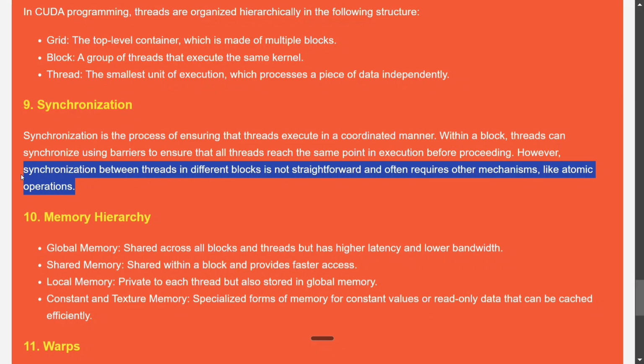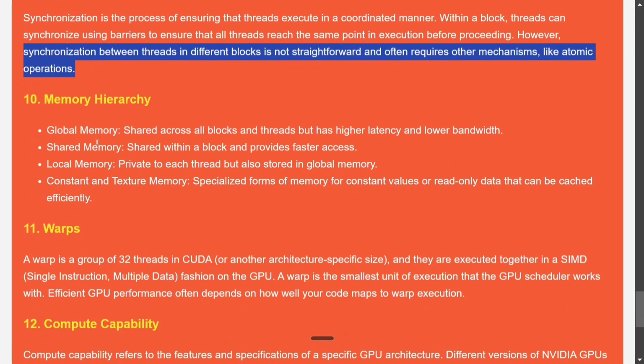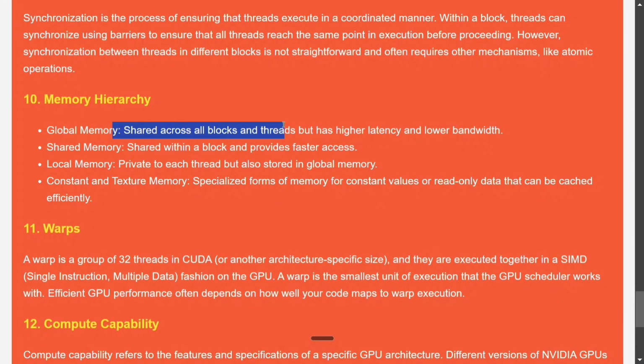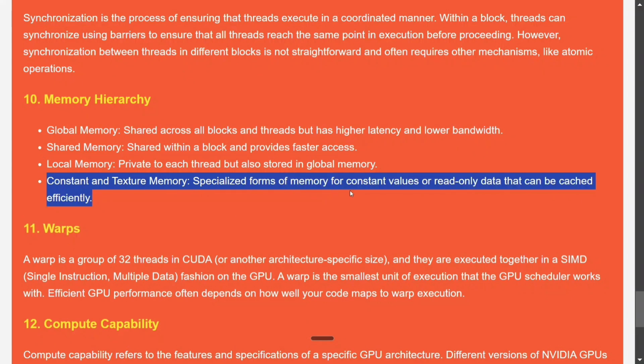So now moving on to the memory hierarchy, I think we already mentioned this. Global memory is shared across all blocks and threads, has high latency, is very slow and has lower bandwidth. Shared memory is shared within a block and provides faster access. Local memory is private to each thread. So shared memory is shared by all the threads, while local memory is the memory of that particular thread. Constant and texture memory are a specialized form of memory for constant values and read-only data.